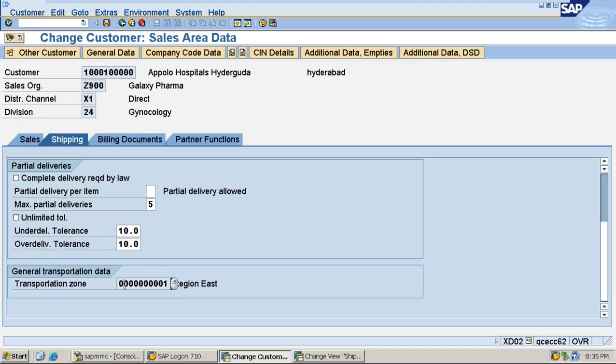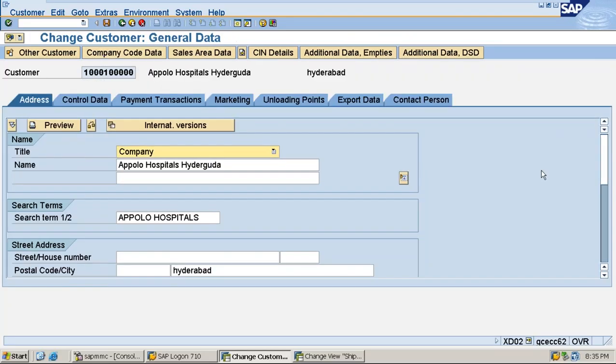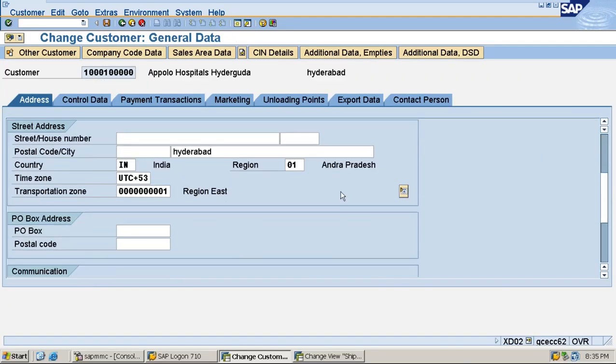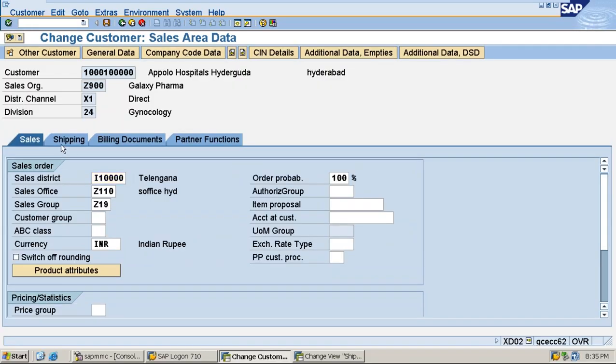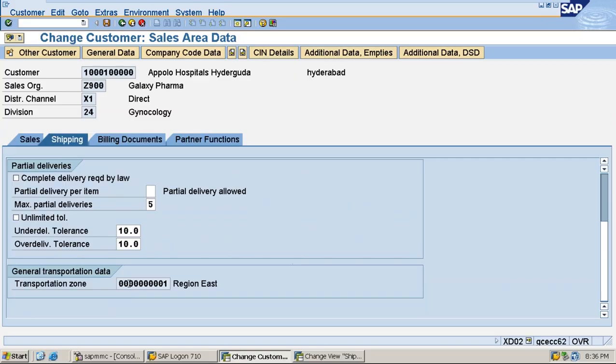And this transportation zone field is grayed out. Why? Because it's taken from the general data address tab. There cannot be data inconsistency. Whatever transportation zone you maintain there is automatically copied into the sales area data shipping tab, because I cannot maintain two different things. So that's the complete shipping details of the customer that you maintain in the shipping tab. Then next is billing details.